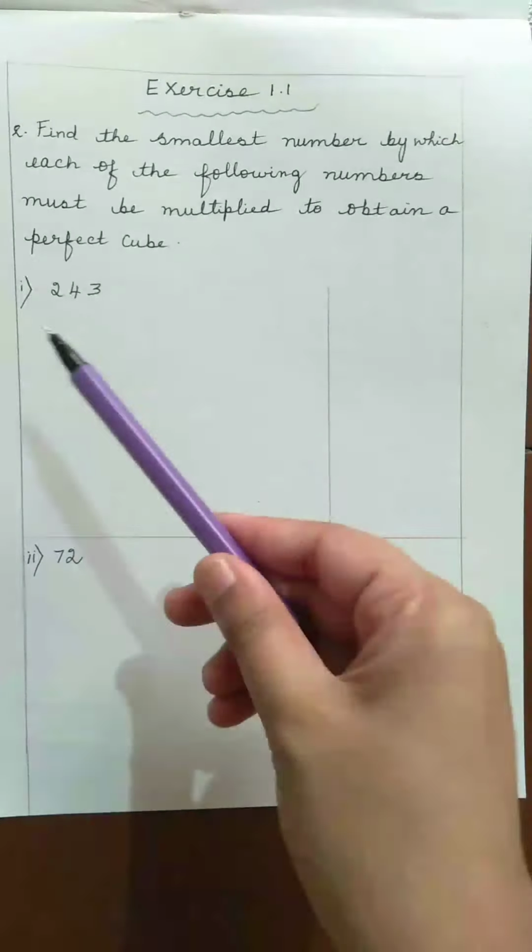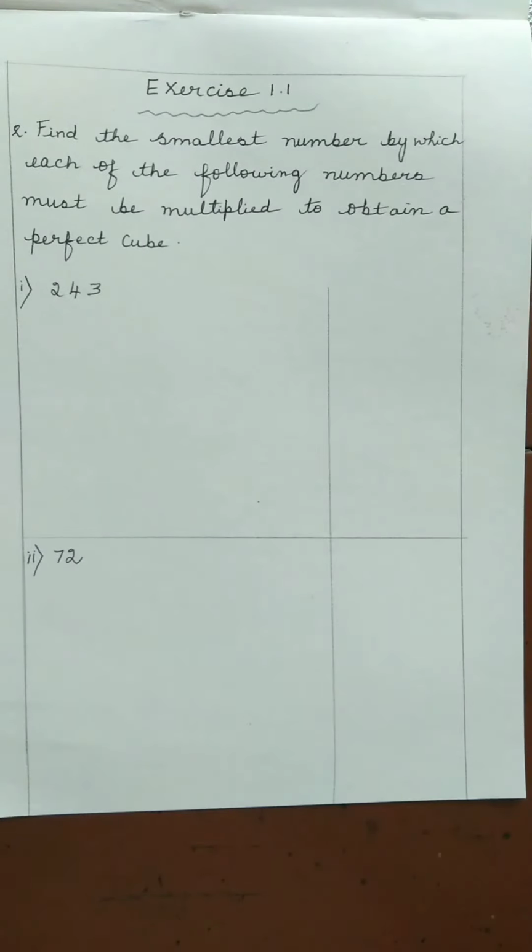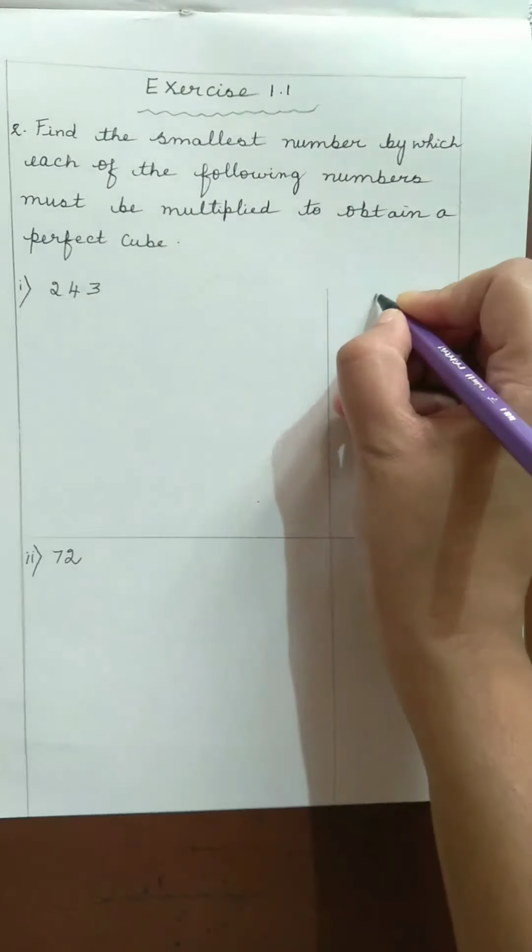Okay, let us solve the first problem, that is 243. Now, the first step in this problem is to find out the factors of 243 through factorization. So, let us factorize 243.